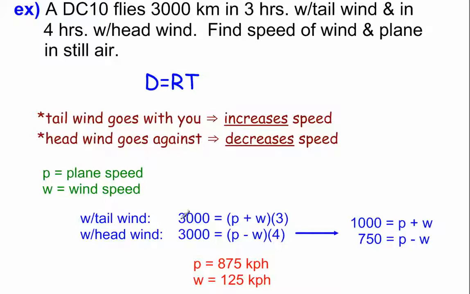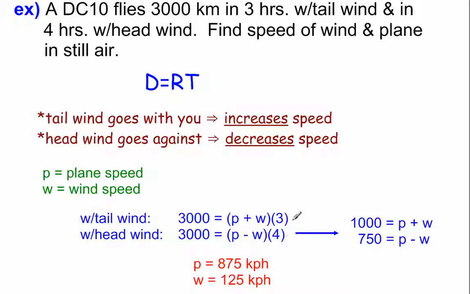The first, with a tailwind, we've got a distance of 3,000 kilometers. Now what about our rate? Well, it's the plane, whatever it says it's doing, and it's going with the wind, so we need to add the wind. So this whole thing, P plus W, times the time, is 3 hours. Now with the headwind, we're still going 3,000 kilometers, but this time my rate, notice I'm going to take my plane and subtract the wind speed because it needs to slow me down. And that means it's going to be more time, it's going to be 4 hours.